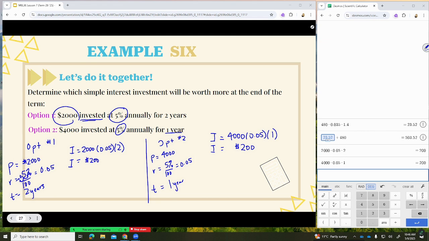So, which simple interest investment will be worth more at the end of the term? It doesn't matter. You can invest less for longer or more for shorter, and you still get the same interest amount. So it depends on what initial amount you have to work with and how long you can wait. If you've only got 2,000 and you can wait the 2 years, great. But if you can't wait that long and you've got 4,000, invest more, take it out sooner, and it earns the same amount.